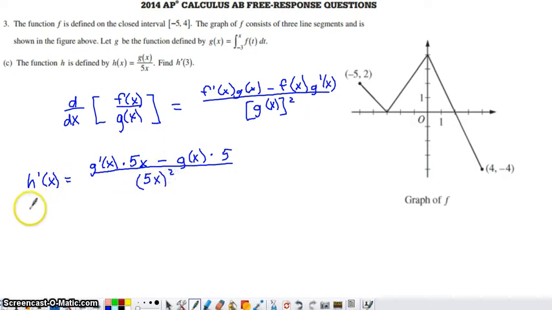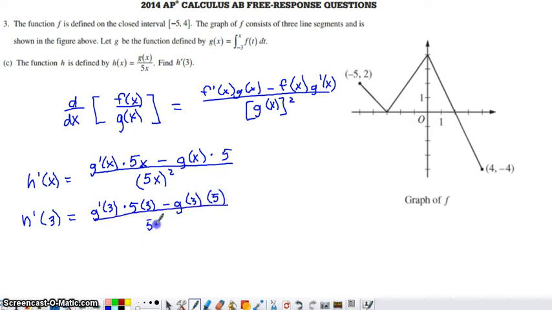We want to use this to evaluate h prime of 3. So we're just going to put 3's in place of all the x's. So we're looking at g prime of 3 times 5 times 3, minus g of 3 times 5, all over 5 times 3 squared. So now it's a matter of doing a little bit of arithmetic and then also figuring out what to put in place of g prime of 3 and g of 3.